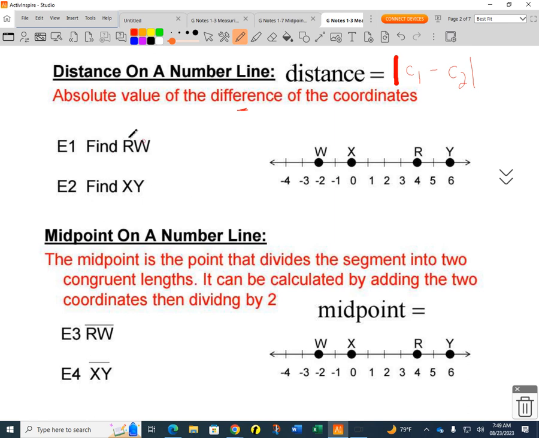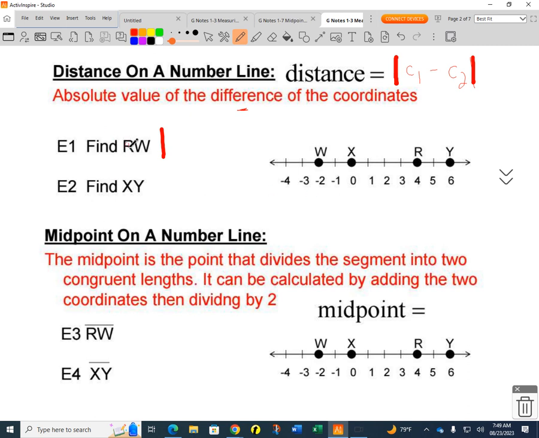Alright, so if I want to find the difference between RW and I don't want to count it, I can use that formula. So I'm going to give myself my absolute, these are the absolute value symbols. So they're parallel lines. Absolute value symbols are like grouping symbols. So whenever you're finding the absolute value of this difference, you go ahead and do the subtraction first, and then you find the absolute value of that value at the end. So after you subtracted them, then you find the absolute value.